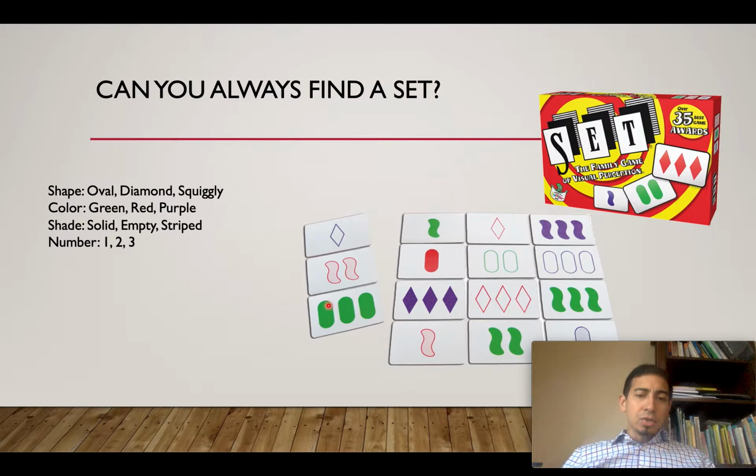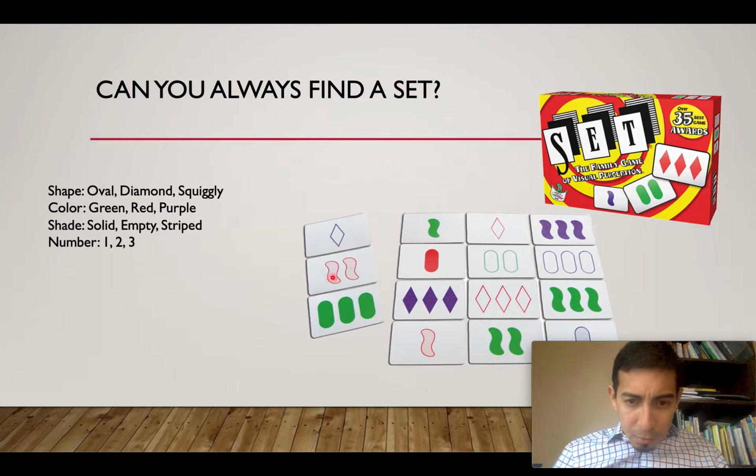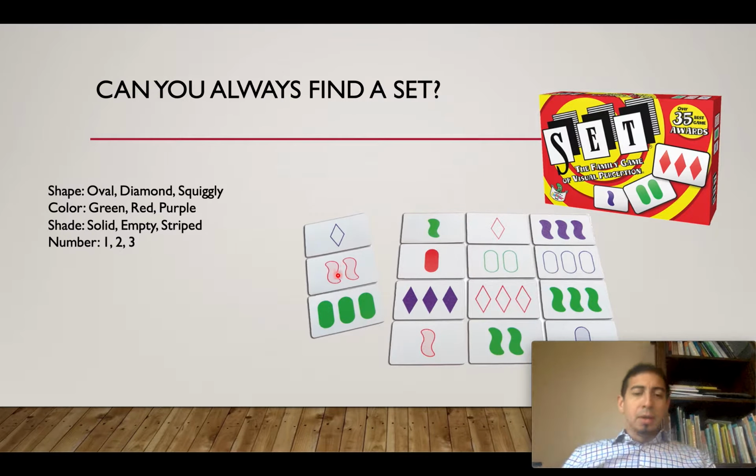And in this one, this doesn't look like it, but this is partially shaded, that's why it almost looks like it's empty, but it is partially shaded. So when you look at the shading, fully shaded, partially shaded, and empty, they're all different. And it all works out. So you can check the other 2 properties.